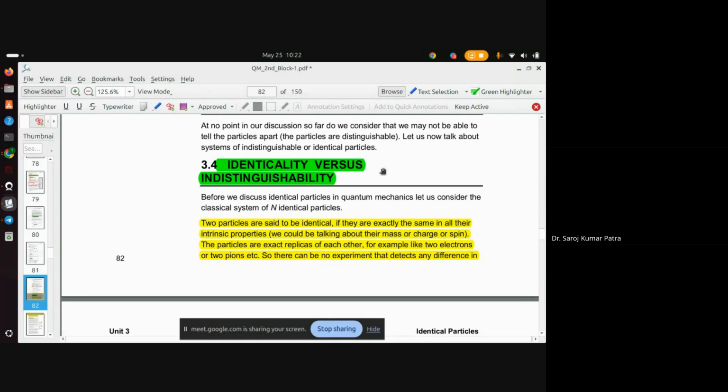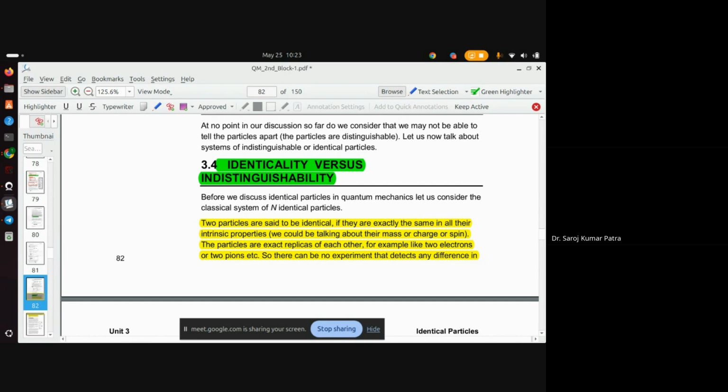So that is the main reason that even though in classical physics particles are identical, we can possibly assign some kind of observable to distinguish them. But in quantum mechanics, we cannot distinguish them. Those are indistinguishable. So identicality does not mean indistinguishability. So in quantum mechanics, because we are not able to, it is written over here.